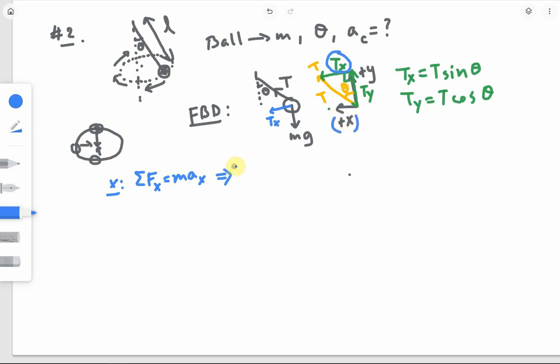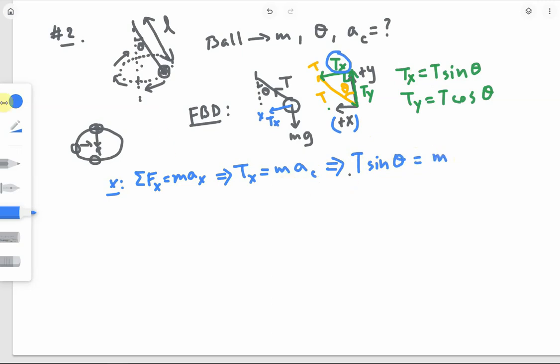Hence we have plus Tx equal to, since there are no other forces, so nothing to sum, the mass m times Ax. What is Ax? This is a centripetal acceleration because it is making the ball accelerate always to the center of the circle. So we call this acceleration AC. We also calculated what Tx really is. Tx is T sine theta equal to m AC.